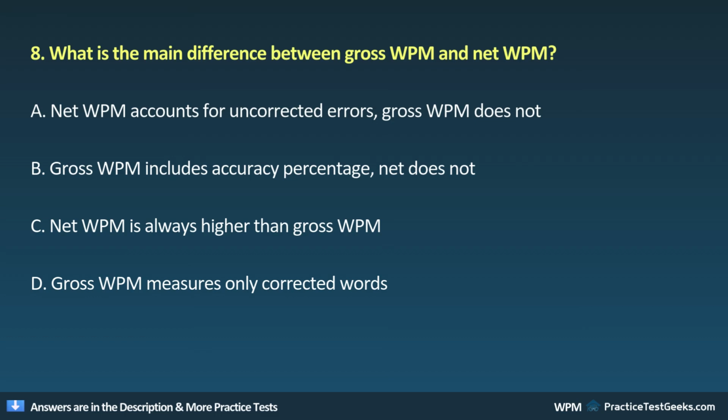8. What is the main difference between gross WPM and net WPM? A. Net WPM accounts for uncorrected errors, gross WPM does not. B. Gross WPM includes accuracy percentage, net does not. C. Net WPM is always higher than gross WPM. D. Gross WPM measures only corrected words.